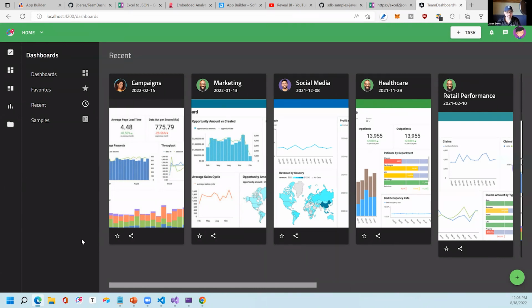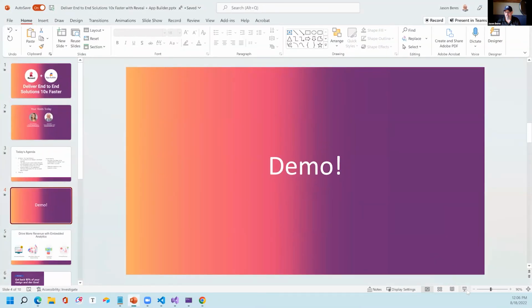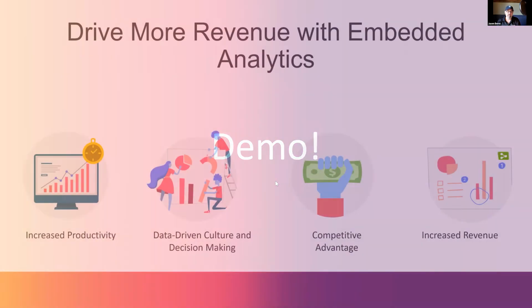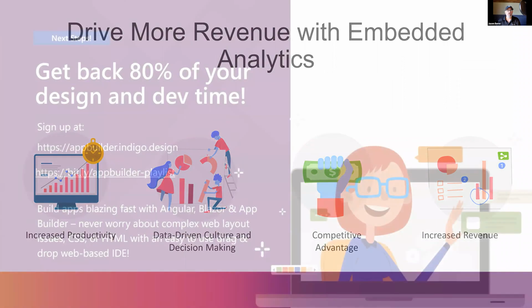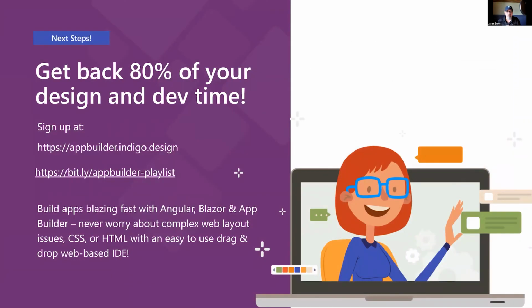It doesn't really matter. So with that, let's wrap this up. I want to thank everyone for coming today. We really think you should look at Reveal to drive more revenue with embedded analytics. You get increased productivity, better decision-making, competitive advantage, increased revenue. And then with App Builder, get back 80% of your dev time. We've done the studies. We've talked to customers. We've got the research. We've got the surveys. App Builder will save you 80% of your dev time because it is a WYSIWYG screen builder for the web, which really doesn't exist anywhere.